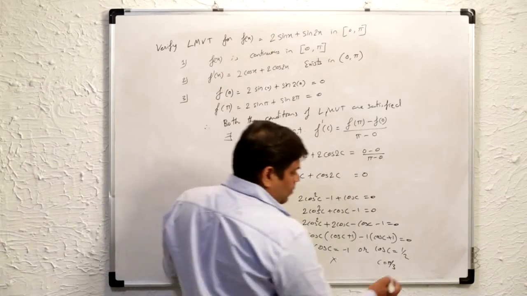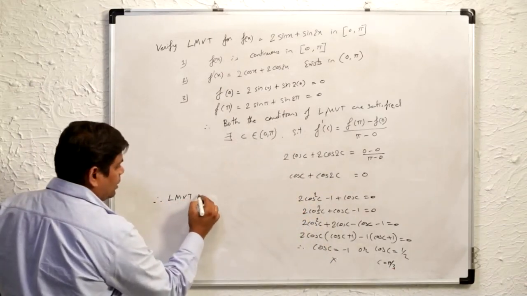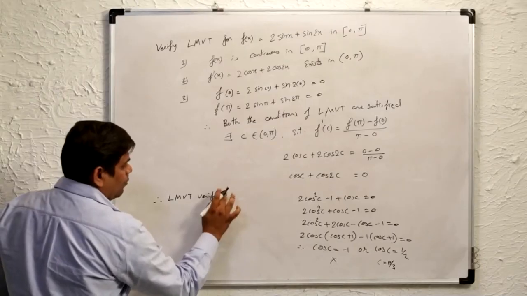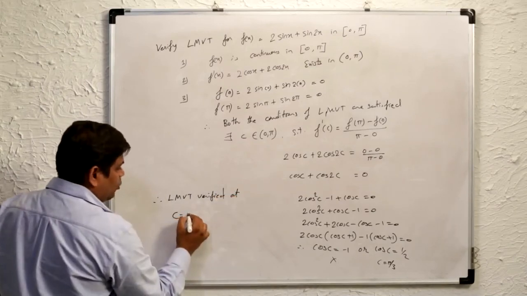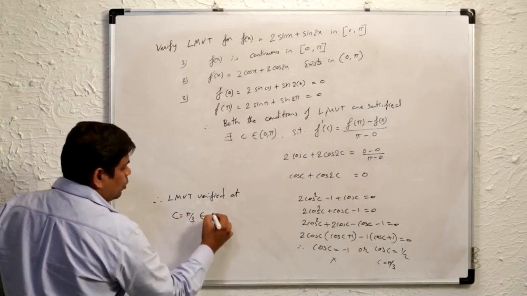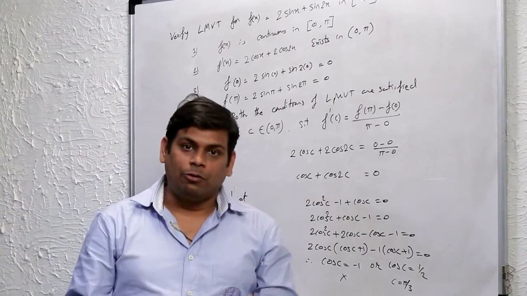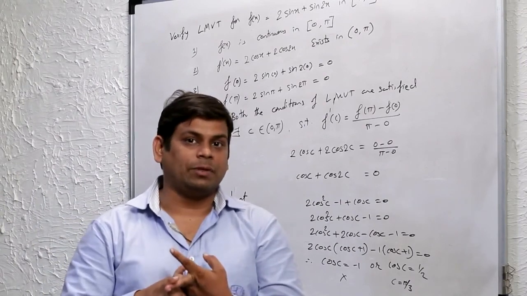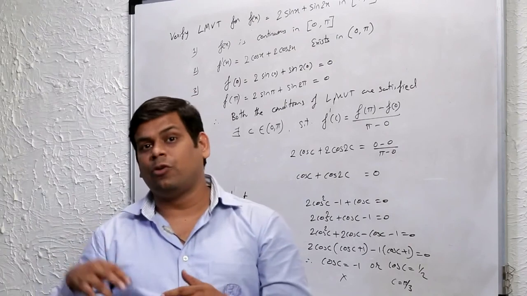So final statement. Therefore, Lagrange's mean value theorem is verified at C is equal to pi by 3, which belongs to open interval 0 comma pi. Students, you have to practice the sums, at least three sums of Rolle's and Lagrange's mean value theorem. Do the most difficult sum, and there are more difficult sums which we are going to solve in class.